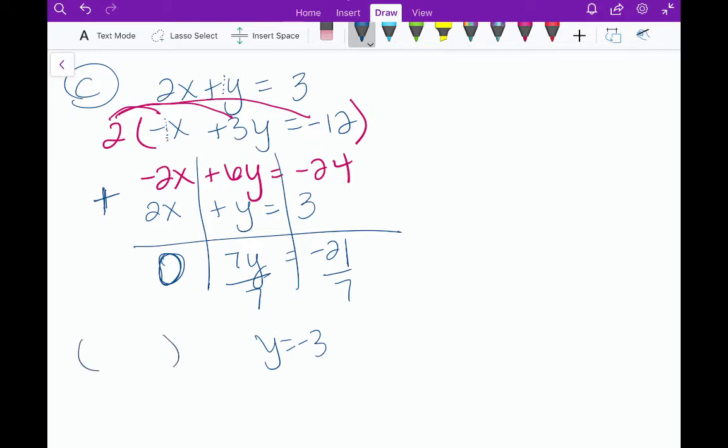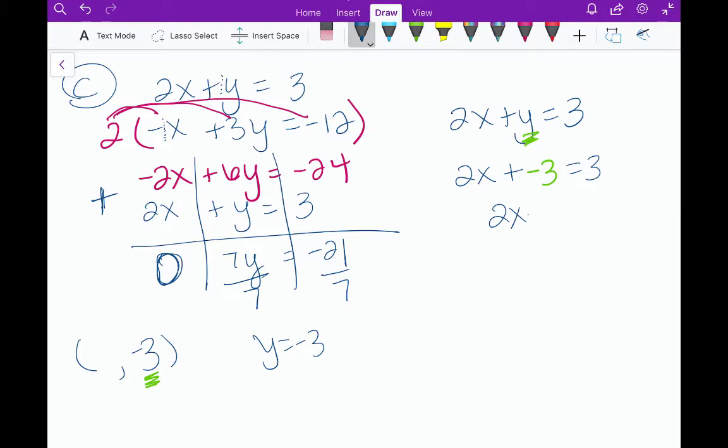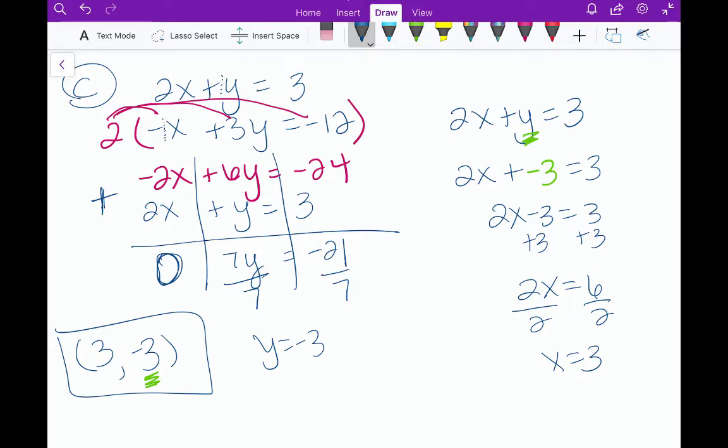So this time I have y first. Now I need to go and find my x. So again, I'm going to write the first equation just because that's what I always do. 2x plus y equals 3. I'm going to substitute this negative 3 in for this y because that's what it is. 2x plus negative 3 equals 3. Now 2x plus negative 3 is the same as 2x minus 3 equals 3. Add 3 to both sides. 2x equals 6. Divide by 2, x equals 3. So the answer is 3, negative 3. That is the point where those two lines are going to intersect.